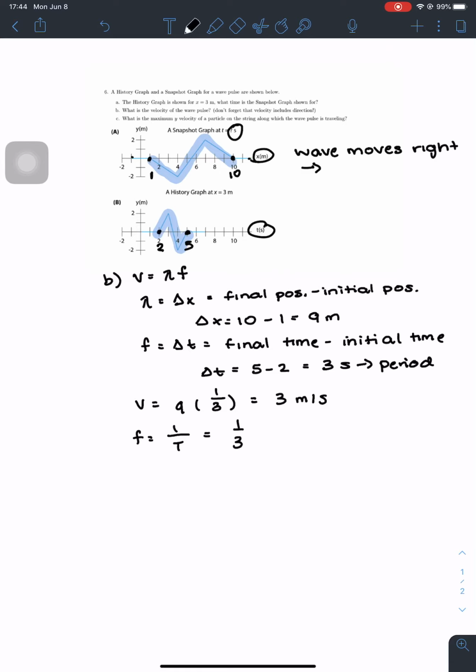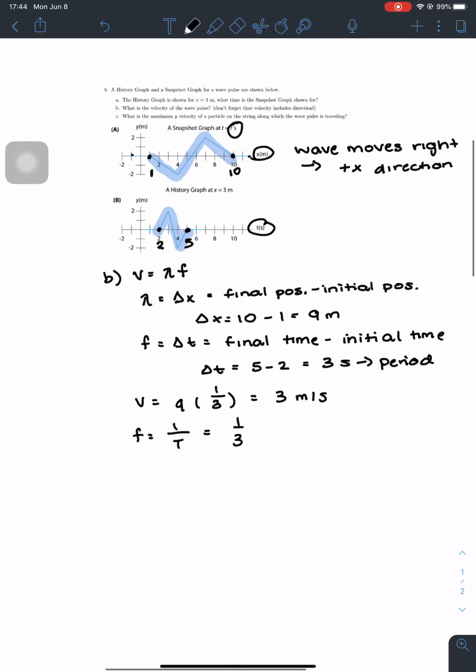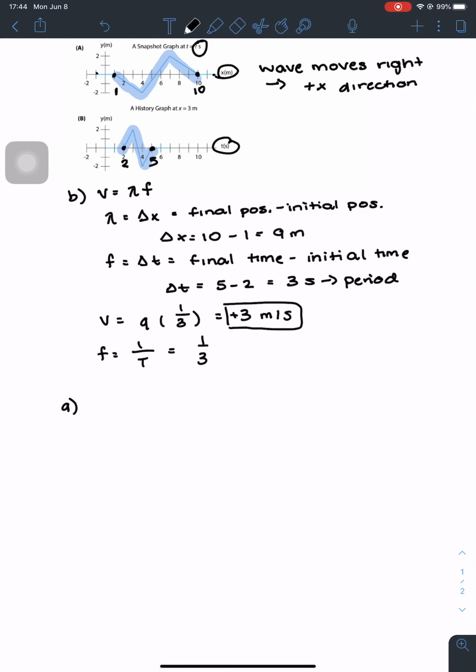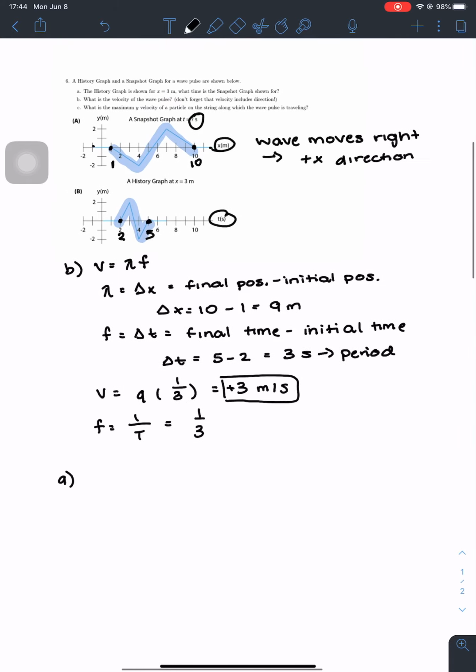And given from the hint, it said don't forget that velocity includes direction. We know that since the wave moves right, it means that the graph is moving in the positive x direction. This would also mean that we get a positive 3 meters per second as our velocity. Now moving on from part A. Part A is asking us that the histograph shows x equals 3 meters. So we solve that part right here, x equals 3 meters.